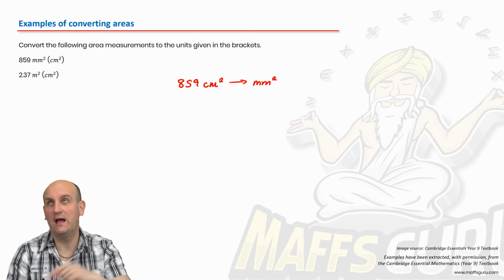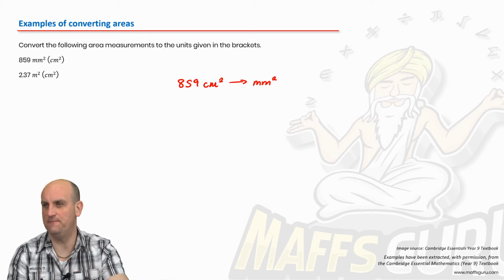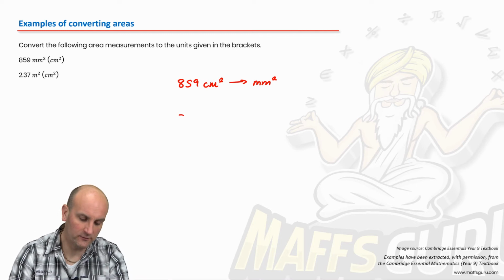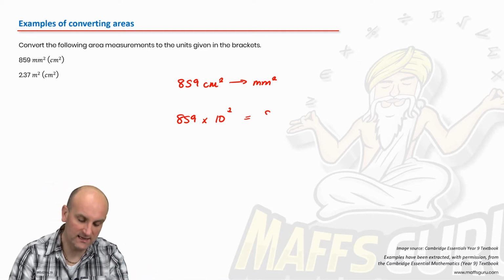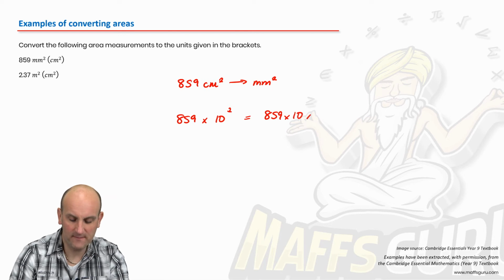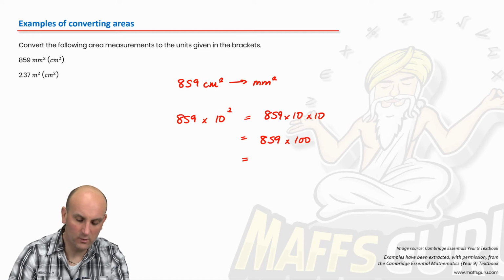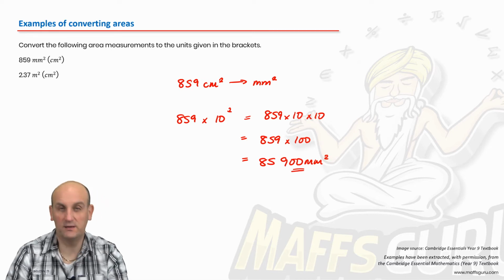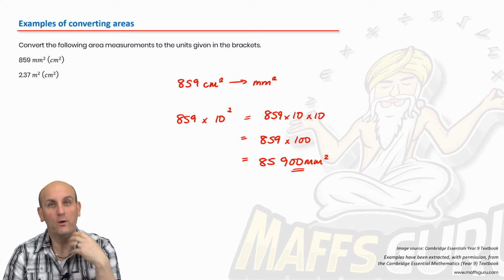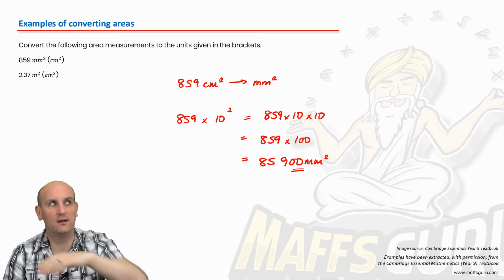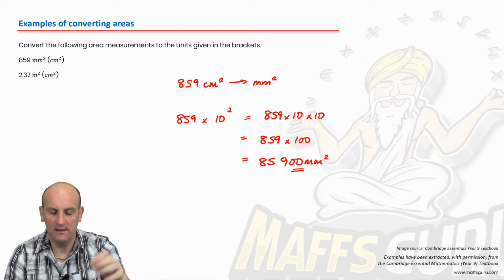Now, how do I do this? How many millimeters are there in a centimeter? 10. I'm doing area, so actually I'm going to do 859 times 10 squared. That's going to take me from centimeter squared to millimeter squared. Well, I know that that's 859 times 10 times 10, which is 859 times 100, which gives me 85,900 millimeters squared. Ka-ching. Now again, I didn't use that little doohickey we had in the previous one just because, well, I can use this. I can use the idea that I can go from centimeters to millimeters. How many are there? And then square it.